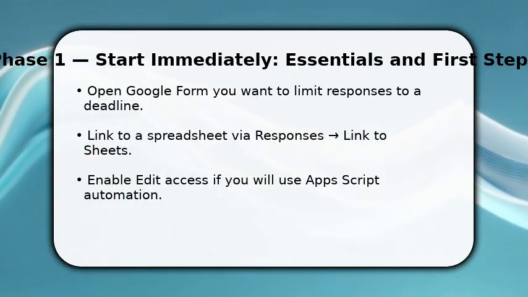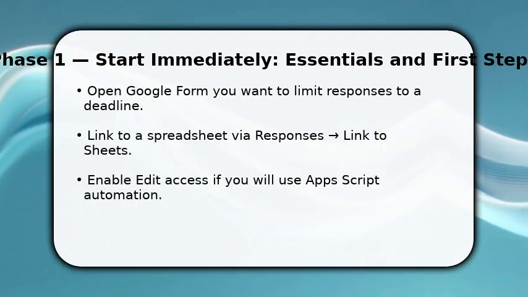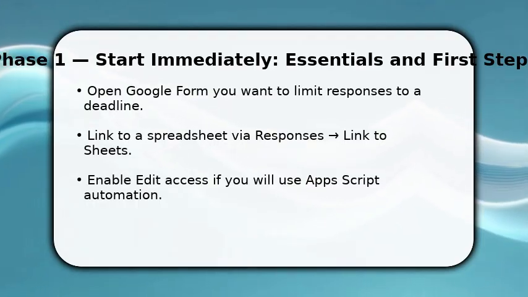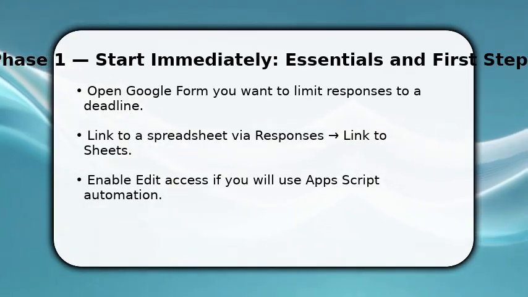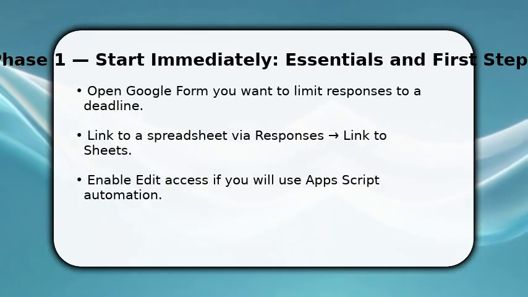Next, open the linked sheet and choose Extensions > Apps Script to begin adding the deadline logic. You do this now because Apps Script controls response acceptance. It's the only reliable way to enforce a cutoff without manual checking.